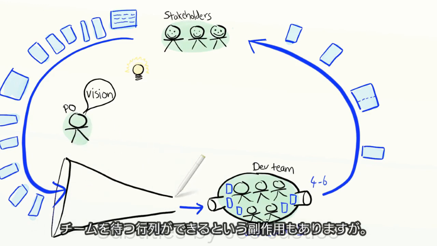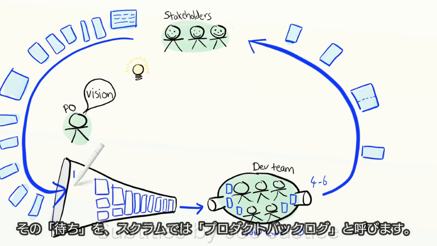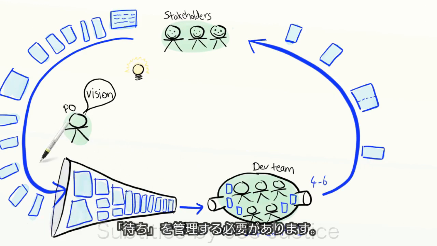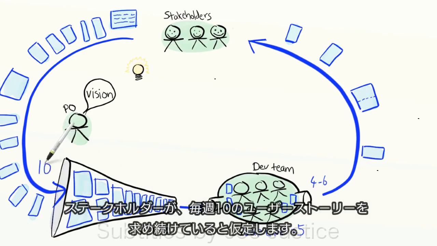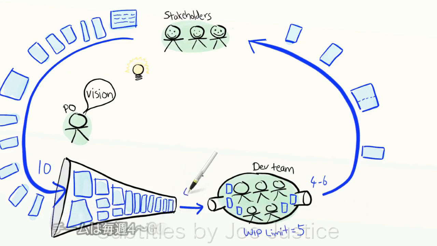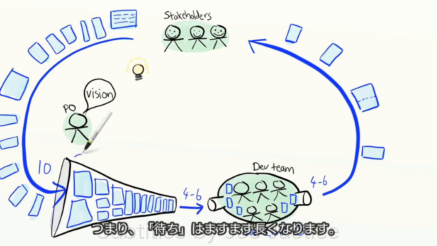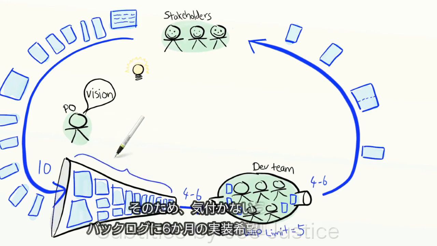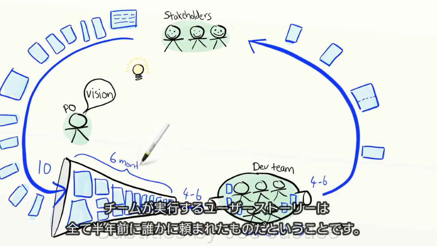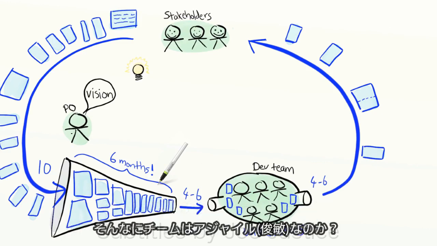A side effect, though, is that there will be a queue forming in front of the team, and that queue in Scrum is called a product backlog. The queue needs to be managed. Suppose stakeholders keep asking for 10 new stories every week, and the teams deliver 4 to 6 stories every week. That means the queue will just keep getting longer and longer, right? So before you know it, you have a 6-month-long wish list in the backlog, and growing. That means that on average, every story that the team delivers is something that somebody asked for 6 months ago. How agile is that?